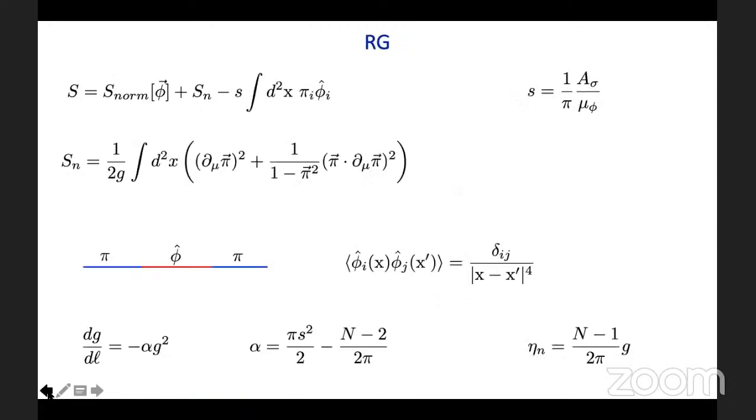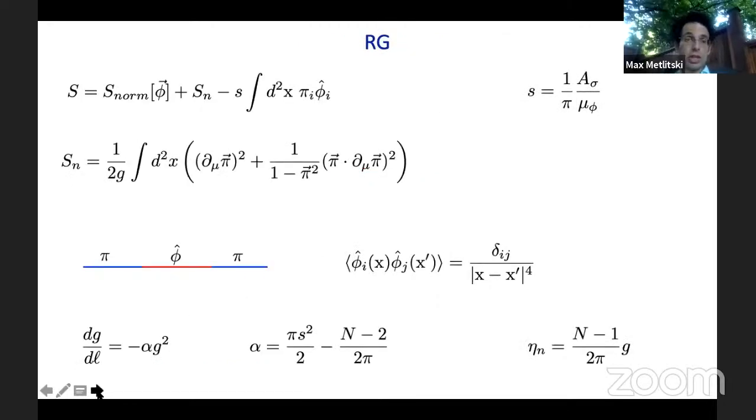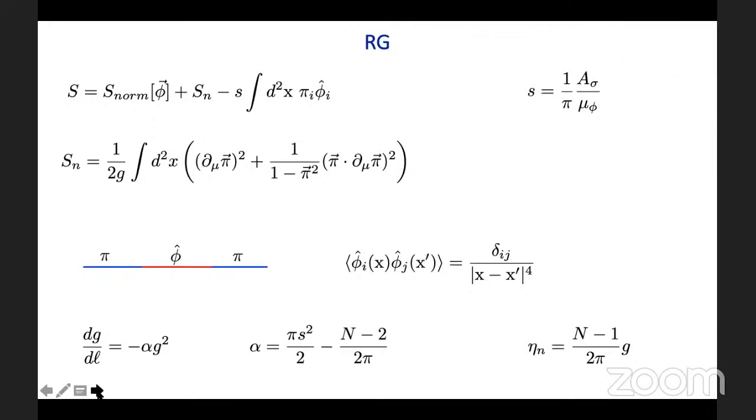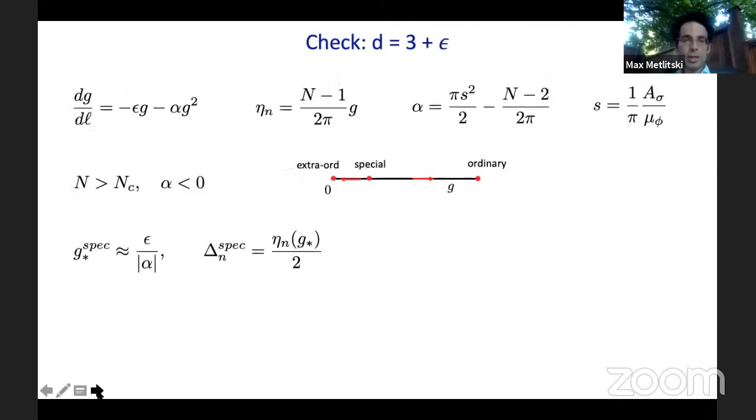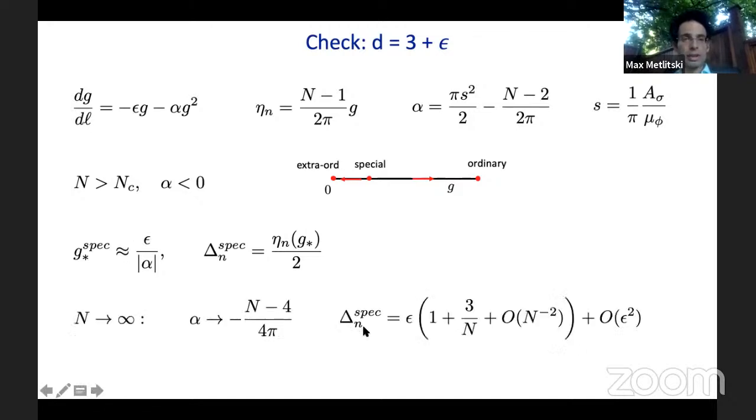Well, so there is a check, right? You can apply this RG in dimension 3 plus epsilon. Above n equal nc, you find an infrared unstable fixed point at a small finite value of g. You can calculate the scaling dimension of the order parameter at that fixed point, and then you can compare to 1 over n calculations that are done at the special fixed point in general dimension, and then take the dimension to 3. So very different calculation techniques.